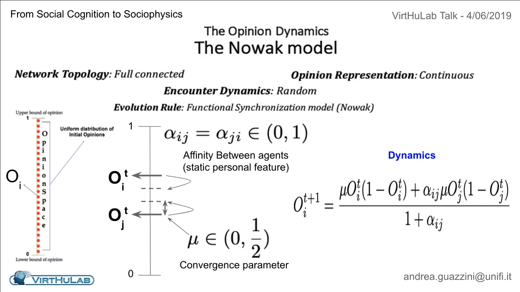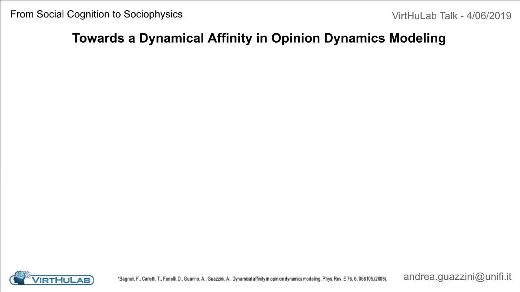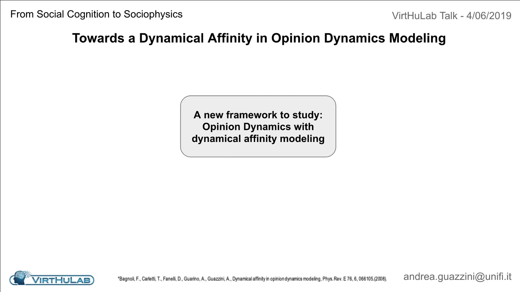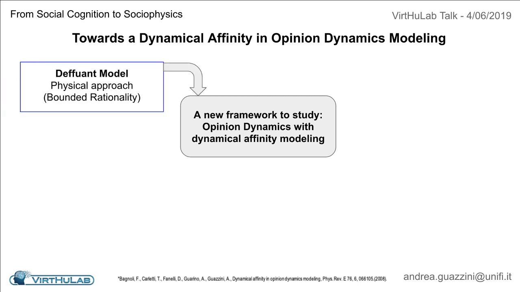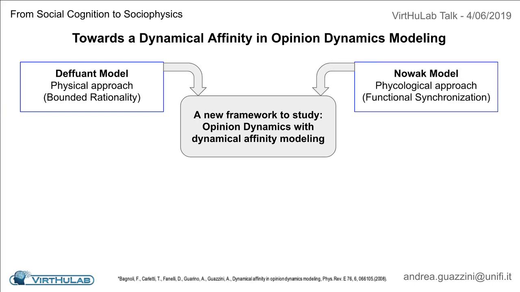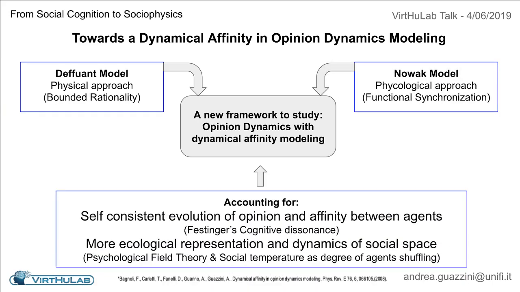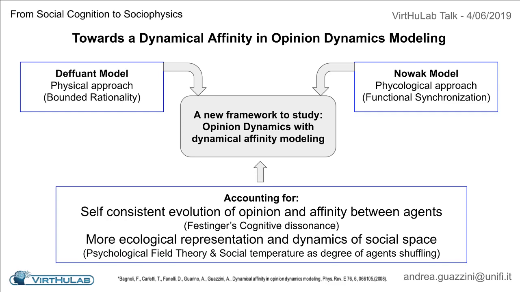In the last part of my talk, I would like to apply the building blocks described so far, in order to present the development of a new framework devoted to the study of opinion dynamics, with a self-consistent and dynamical modeling of affinity between agents. This brand new framework will integrate the Deffuant research model with the Nowak model, and will try to go beyond the limitations of these models, introducing a self-consistent evolution of opinion and affinity between agents, and a more ecological representation of the social space and of the encounters' dynamics.